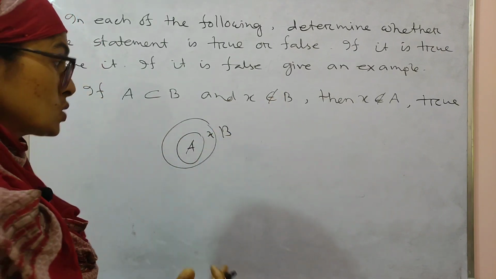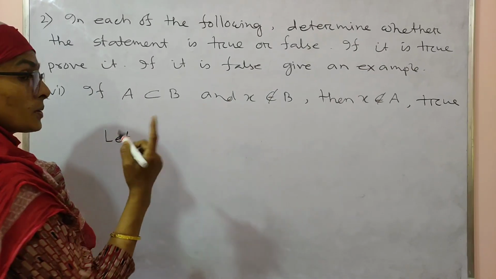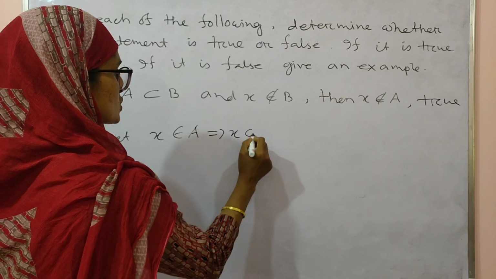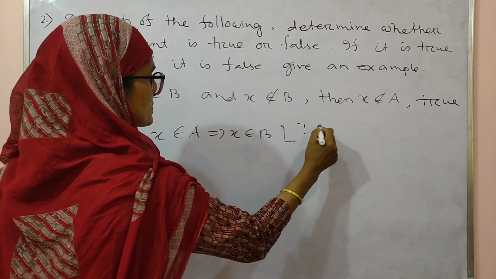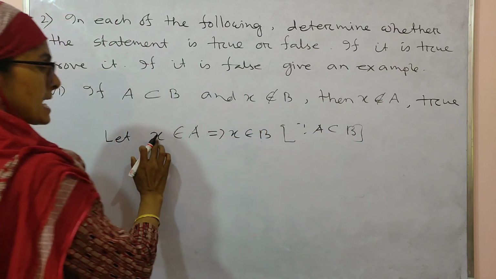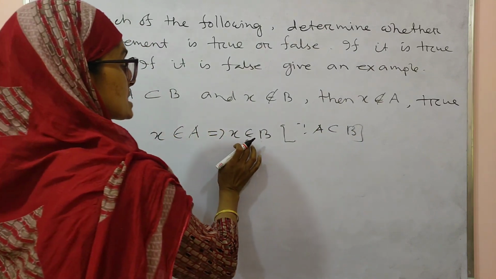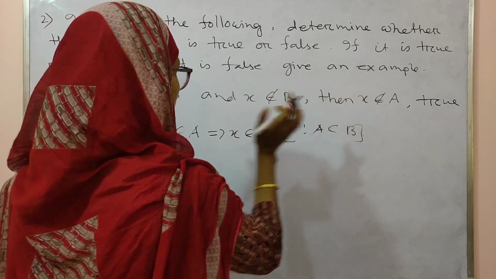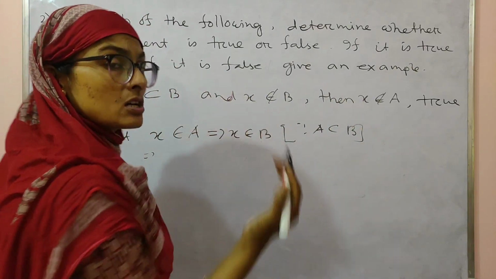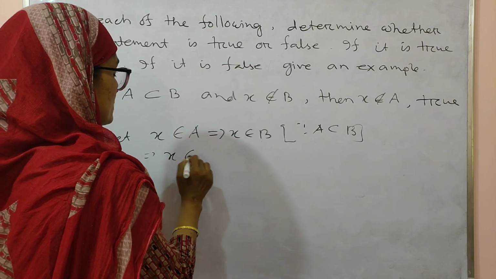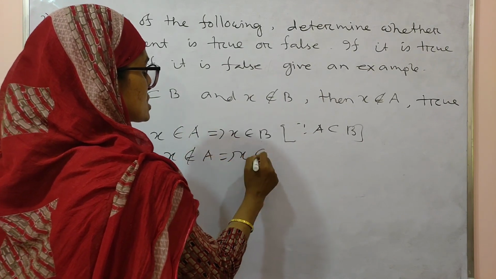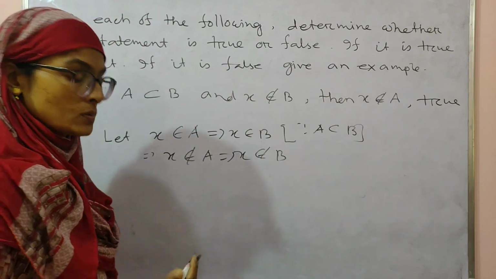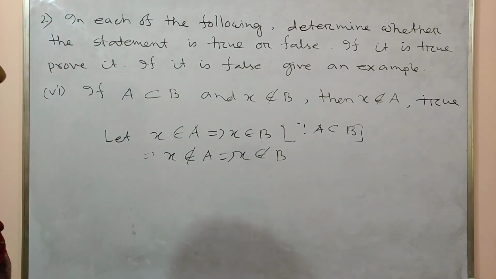This one is true. For proof, let X belong to A, then you will get X belongs to B, since A is a subset of B. So, but here, if X does not belong to B, then X does not belong to A. So this one is true. So you can write the notes.